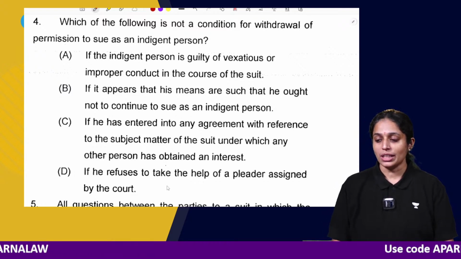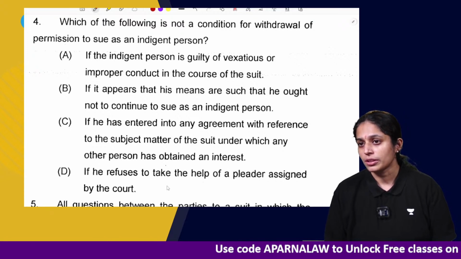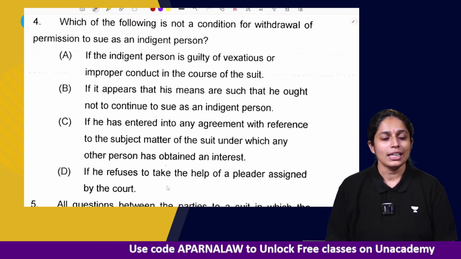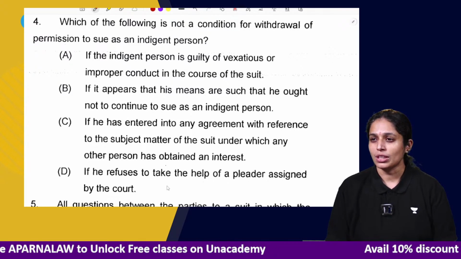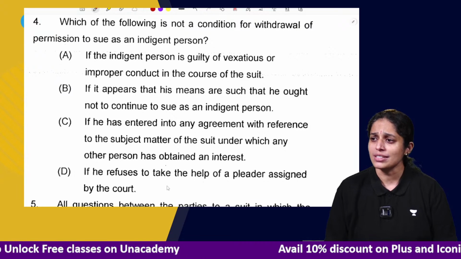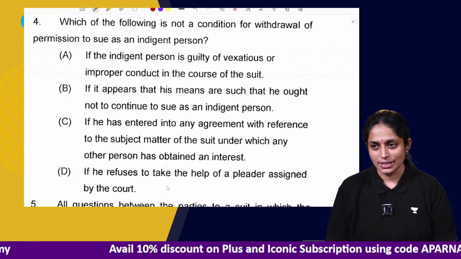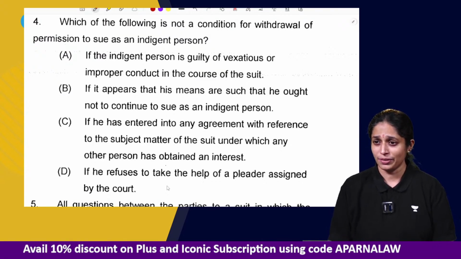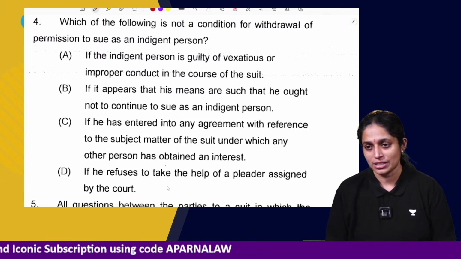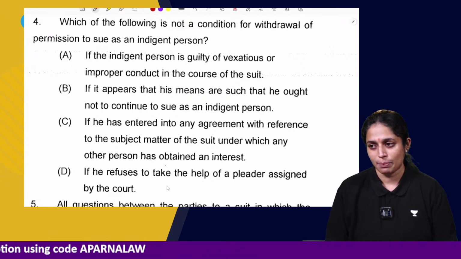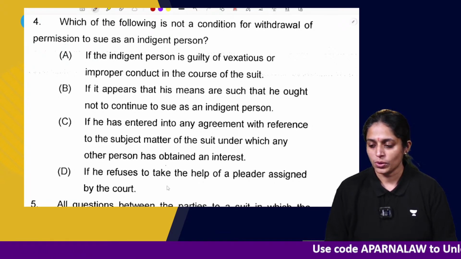Which of the following is not a condition for withdrawal of permission to sue as an indigent person? A, if the indigent person is guilty of vexatious or improper conduct in the course of the suit. B, if it appears that his means are such that he ought not to continue to sue as an indigent person. C, if he has entered into any agreement with reference to the subject matter of the suit under which any other person has obtained an interest. D, if he refuses to take the help of a pleader assigned by the court.